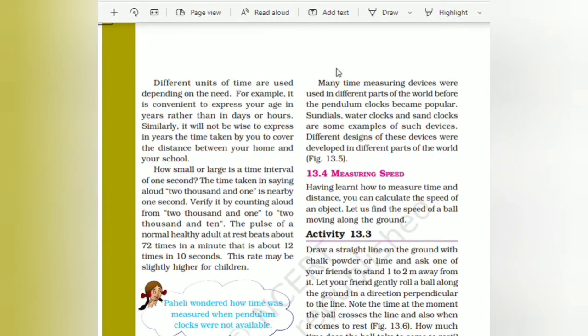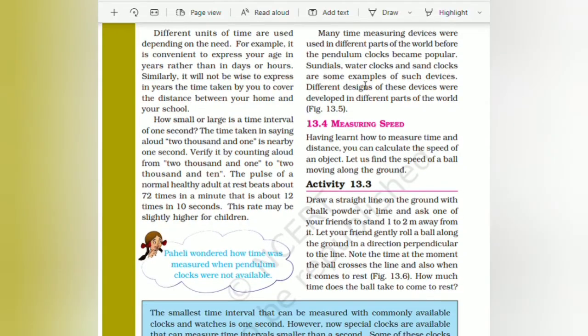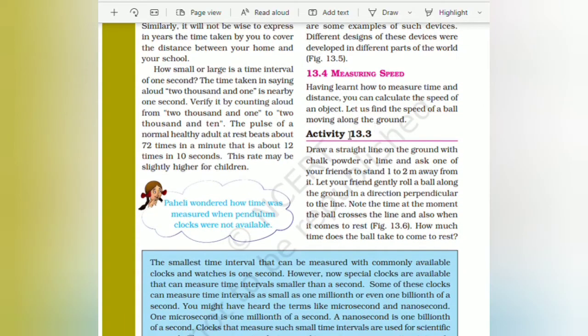Many time measuring devices were used in different parts of the world before the pendulum clock became popular. Sundials, water clocks, and sand clocks are some examples of such devices. Different designs of these devices were developed in different parts of the world.